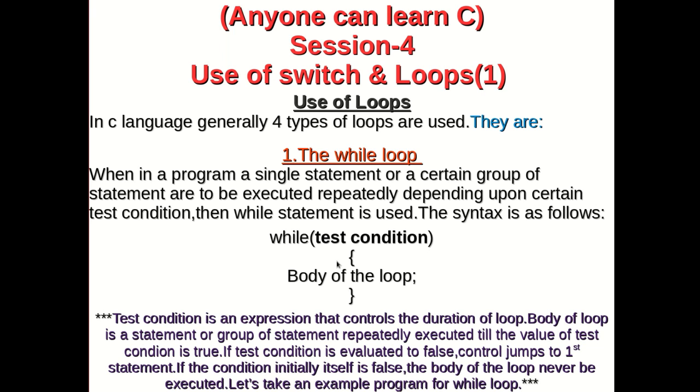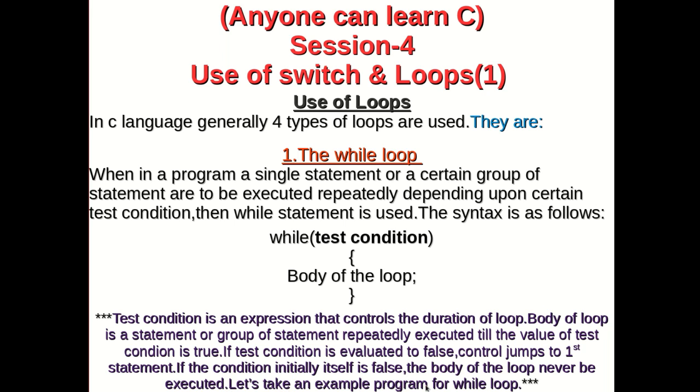While, test condition in brackets, then the body of the loop in curly brackets. The test condition is an expression that controls the duration of the loop. The body of the loop is a statement or group of statements, which is repeatedly executed as long as the value of the test condition is true. If the test condition evaluates to false, control jumps to the first statement after the loop. If the condition is initially false, then the body of the loop is never executed.